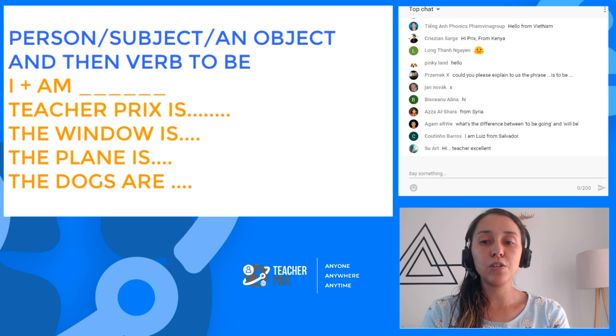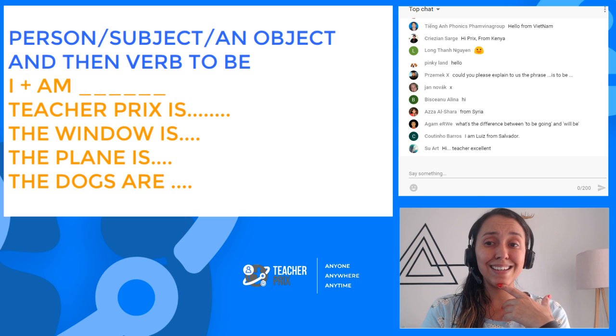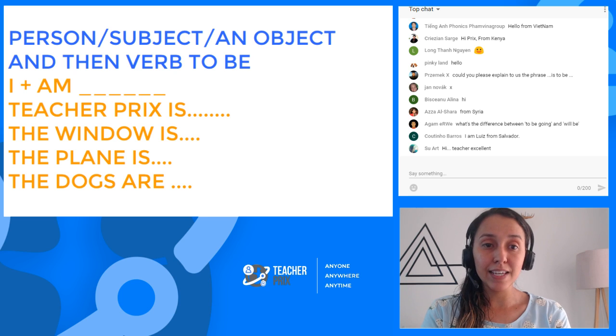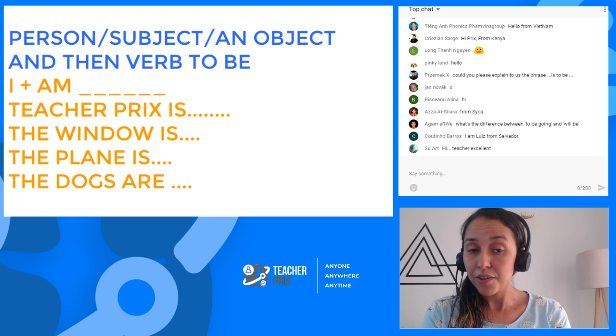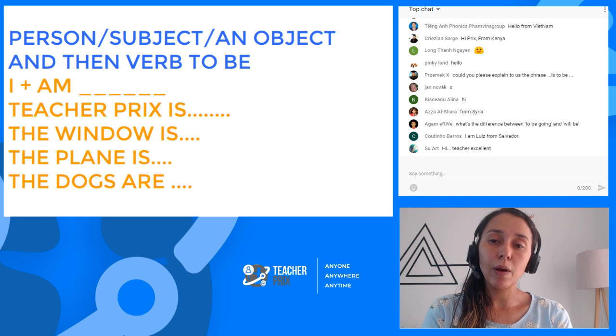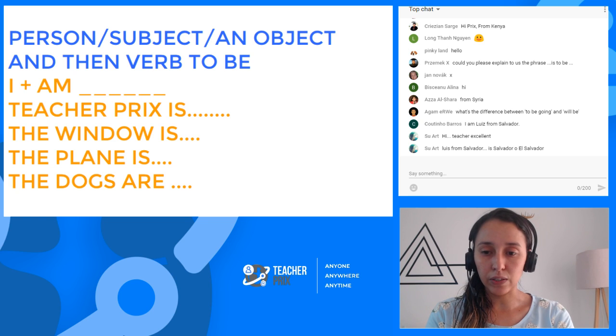So here, for example, Teacher Pricks is nice. You could use adjectives, okay? The window is blue. The window is small. So I can use words to describe my person, my subject. The plane is big. The plane is expensive. So I'm using a lot of adjectives, okay? You can use other verbs, but then you are changing a little bit of the sentence, okay?